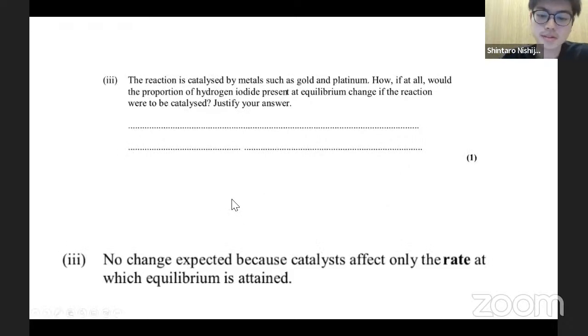So no change expected because catalysts affect only the rate at which equilibrium is attained.